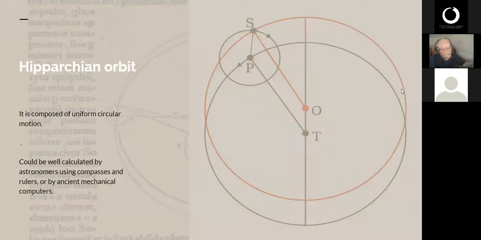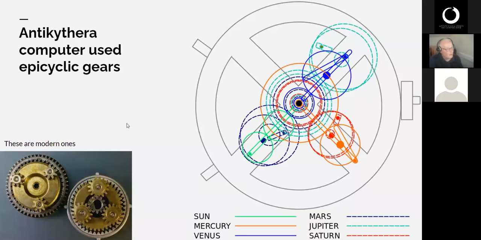And this kind of orbit could be calculated using rulers or ancient mechanical computers, as I've talked about before, with epicyclic gearing of various sorts. And these are modern epicyclic gearing. These are supposedly the gear wheels which represented the epicyclic motions of all the planets in the Antikythera mechanism.